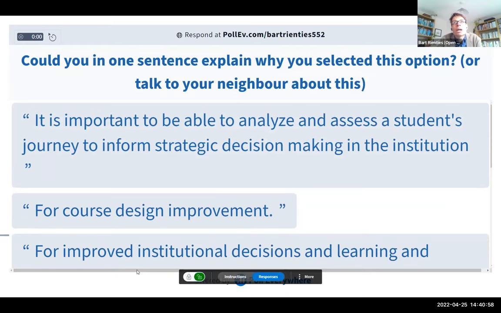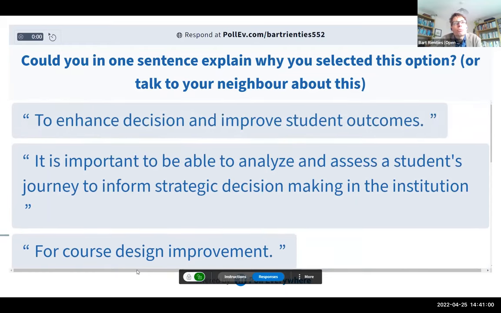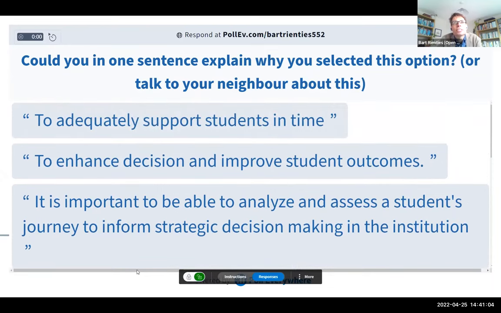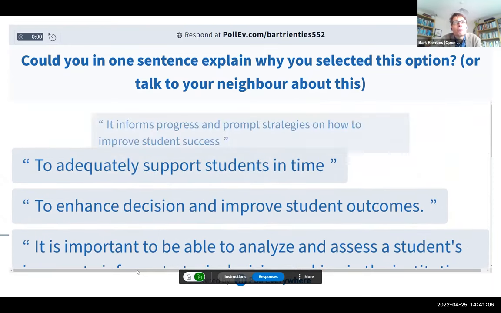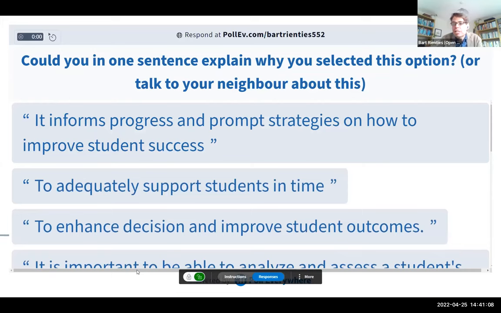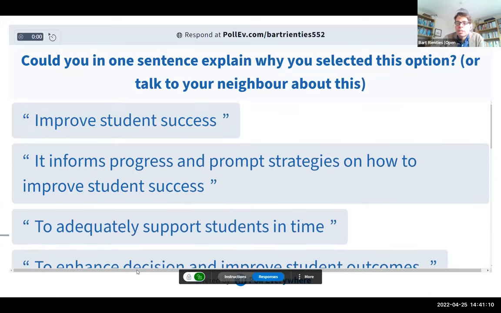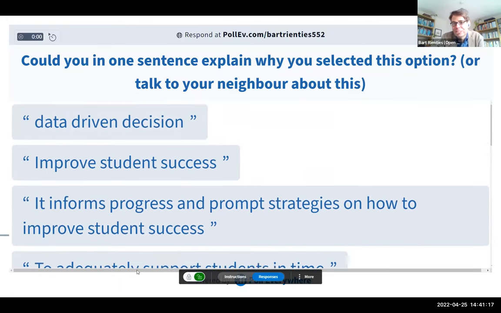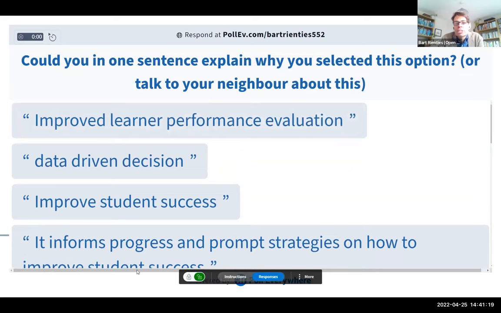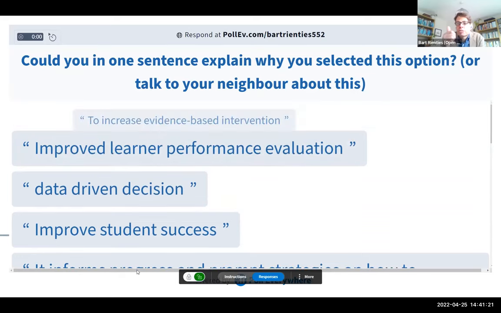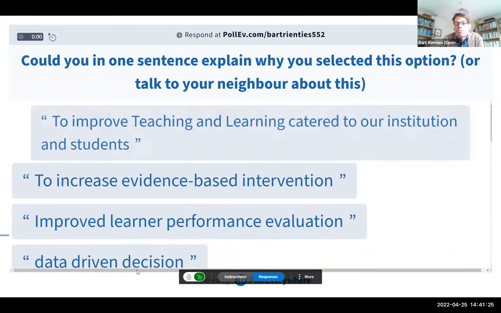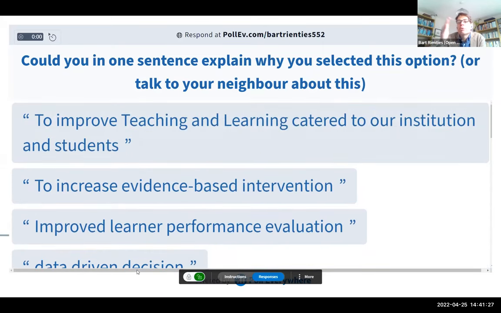It's important to be able to analyze and assess students' journeys to improve strategic decision-making in an institution, to enhance decisions to improve student outcomes, to support our students. So there are really some interesting things coming in. All of them seem to be very positive, which is fine. Does anyone want to share? You can just turn on your mic or raise your hand. Does anyone want to share perhaps something that you're worried about? Because these are all very positive elements.